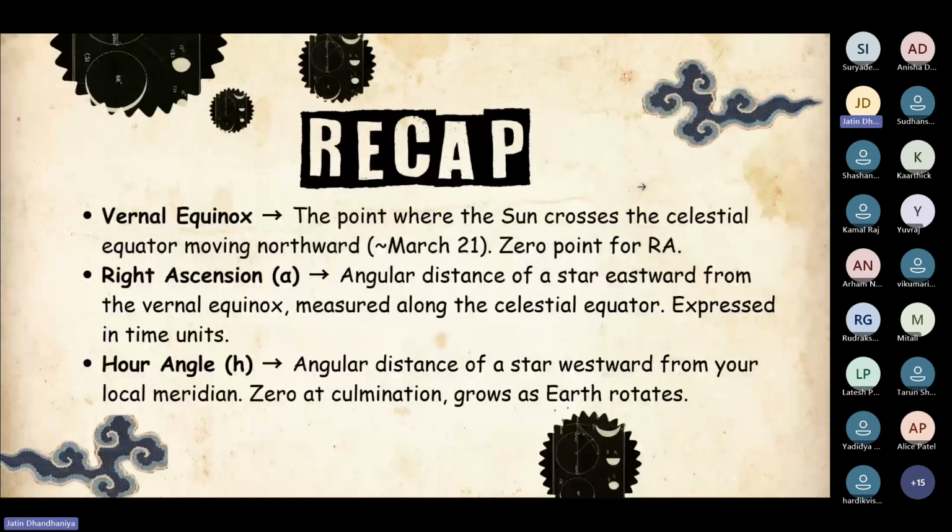First off, let's recap a few terms that will be needed later on. First is the vernal equinox, the point where the sun crosses the celestial equator moving northward. That's approximately March 21, and it is also the zero point for the right ascension. The right ascension is the angular distance of a star eastward from the vernal equinox, measured along the celestial equator. And the hour angle, denoted by H, is the angular distance of a star westward from the local meridian. This is zero at culmination and it grows as Earth rotates. Both the right ascension and the hour angle are measured in time units and not angle units.